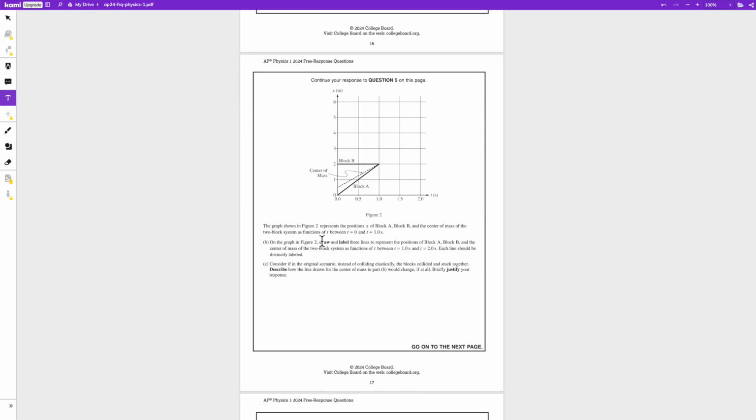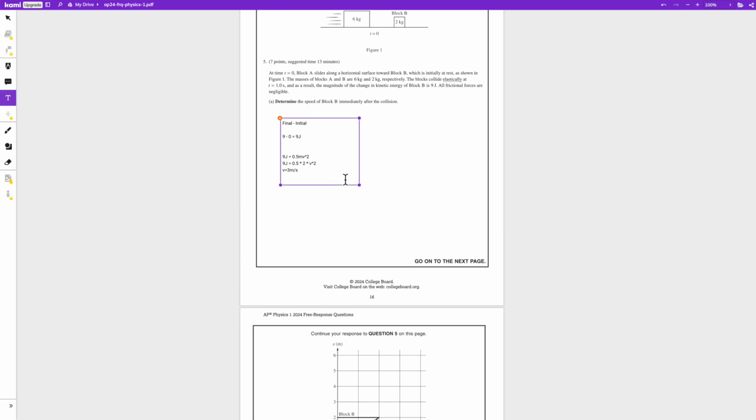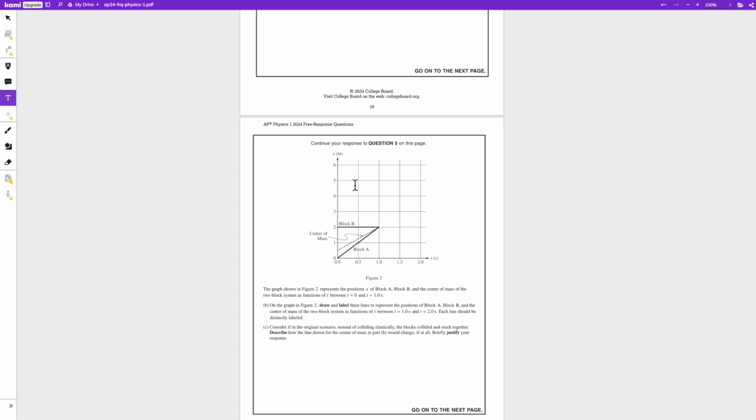Now, on the graph in figure 2, draw and label 3 lines to represent the positions of A, B, and the center of mass right after the collision. So let's see what we have here. Well, let's think about what we know about the center of mass. This is a position versus time graph, and we know the slope of a position versus time graph is velocity.